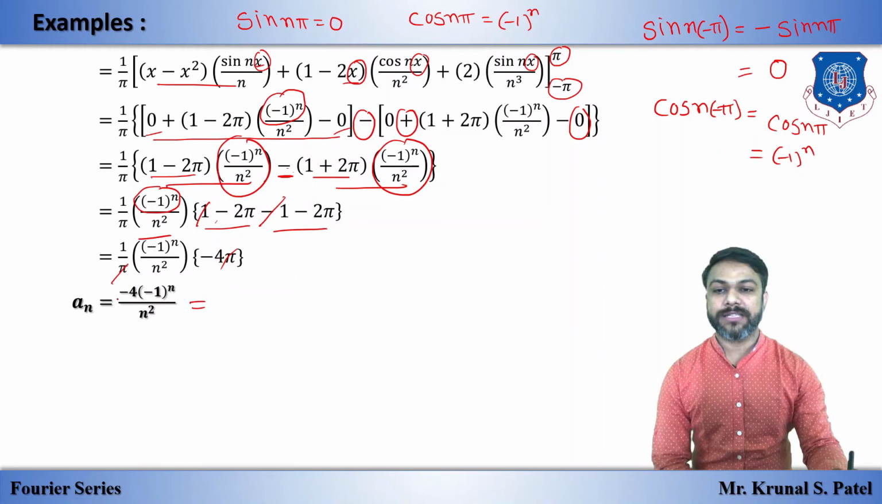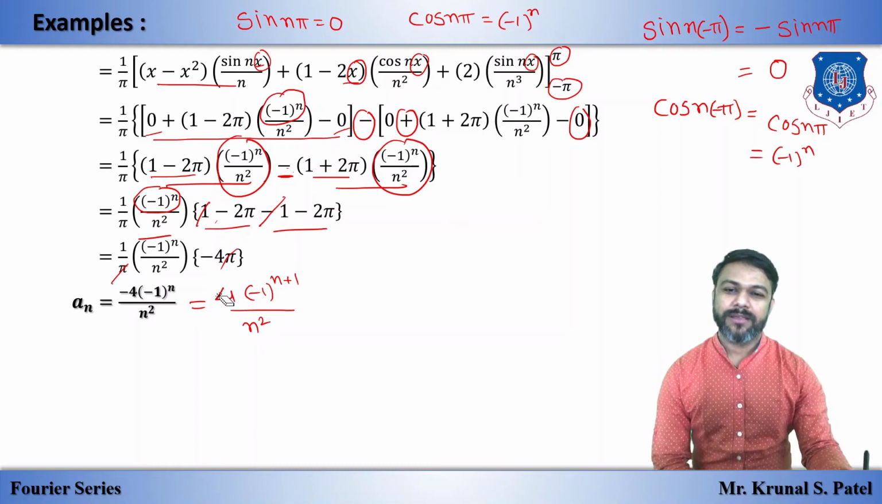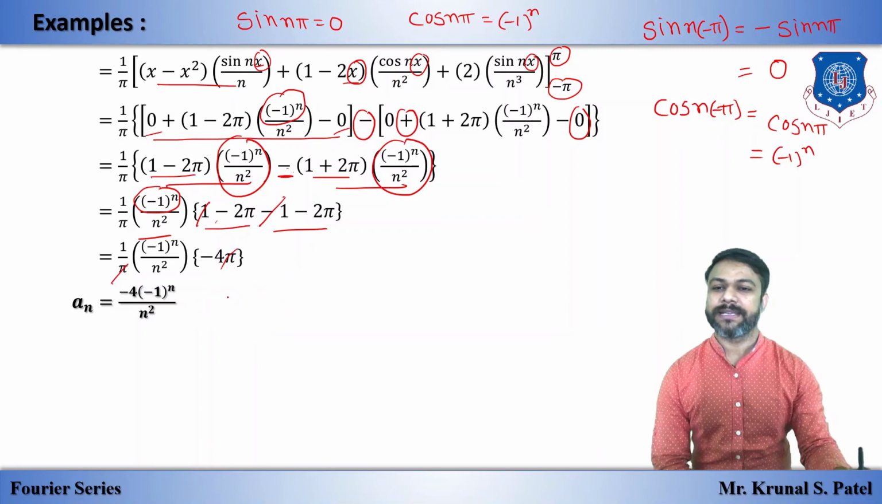You can multiply this minus with this term, so you can write 4 into minus 1 raised to n plus 1 divided by n square also. But no need to write it down, we can put it as it is. So this is our an.